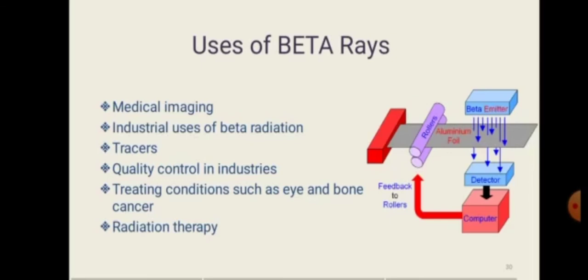And the next is treating conditions. That is, beta radiation is used to treat eye and bone cancer. And the last one is radiation therapy. Small superficial tumors can be treated with the use of beta radiation.